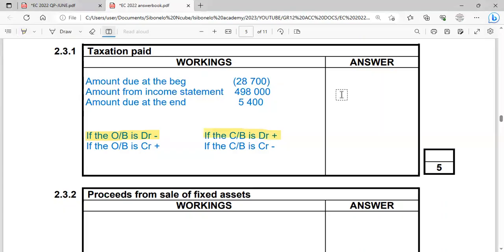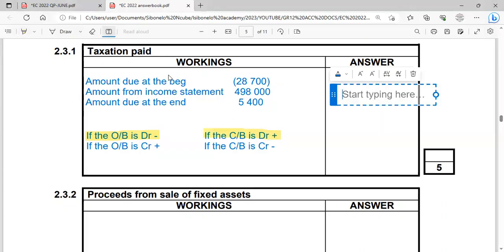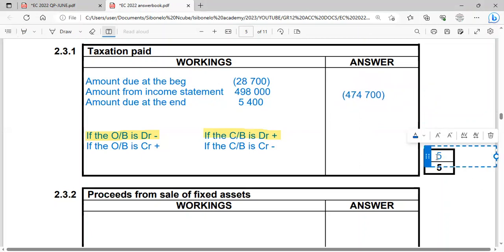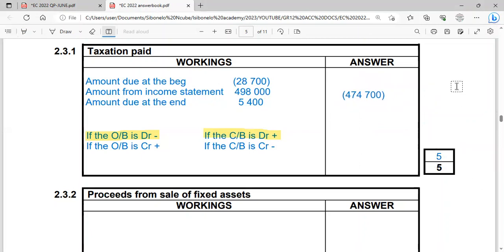So the answer, you disclose it on this side. So here you show workings, and then on this column you only show the final answer. So the answer here is 474,700. So this is the balance that the company paid to SARS, and this is an outflow, guys. You put it in brackets. So this is an outflow because we are making a payment. So by doing this, you get 5 out of 5.